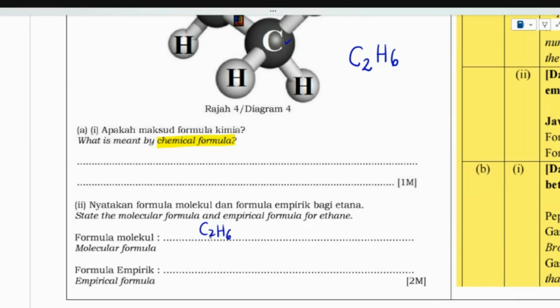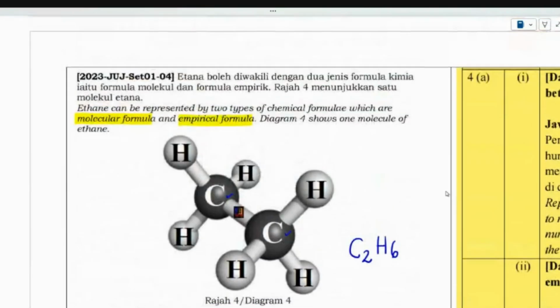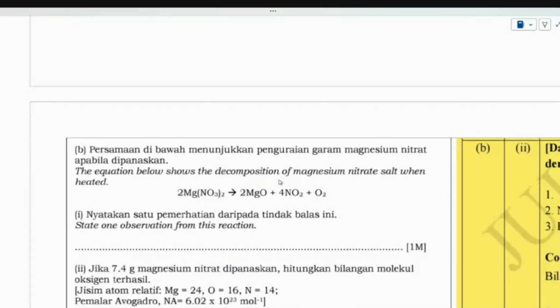Then how about the empirical formula? Very simple. Can you simplify it? If can, then you just simplify. So you can divide by 2, right? So it becomes C1H3. Very simple. Empirical formula is the simplest ratio.